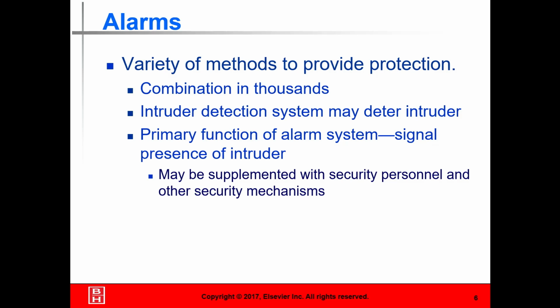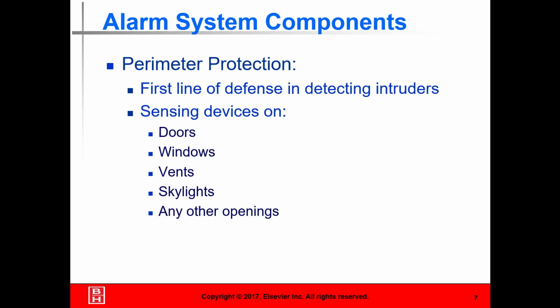Intrusion detection systems are the result of a variety of methods available to provide the protection needed. The combinations of methods are in the thousands. An intrusion detection system may deter a would-be intruder. However, the primary function of an alarm is to signal the presence of the intruder. It can be just a portion of what really needs to be done. So it's not meant to stop someone, it's only meant to make sure someone is detected.